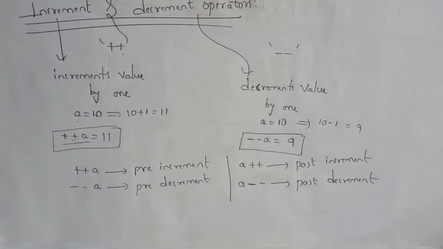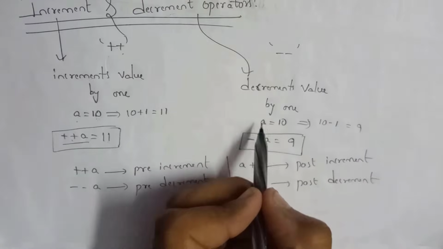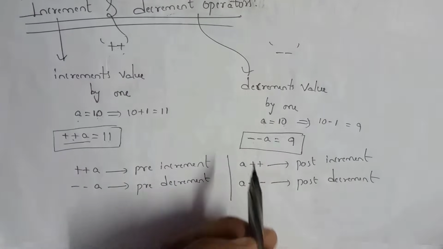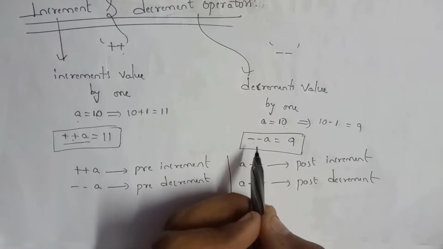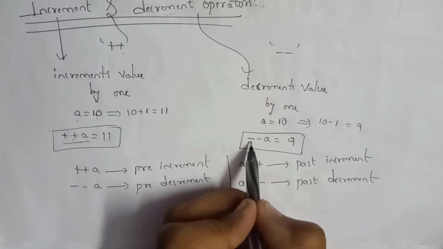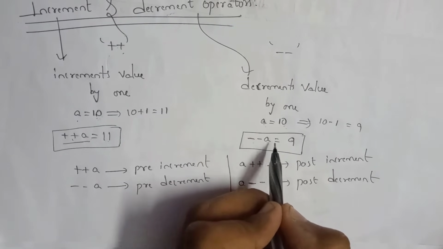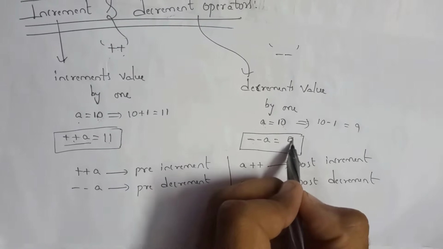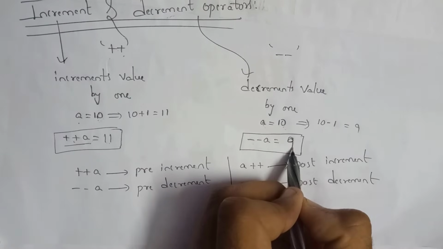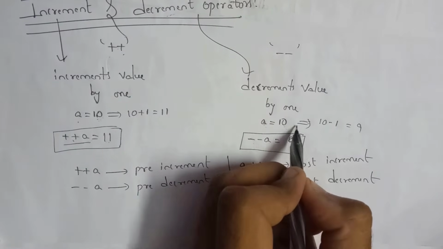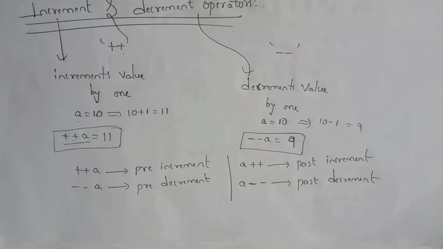Similarly, the decrement operator will decrement a value by 1. For example, here I took variable a and gave it the value 10. Now I want to use the decrement operator. Here I wrote --a, where the minus symbol represents the decrement operator. By writing --a, I will get output as 9 because the decrement operator decrements the value by 1. So 10 minus 1 is 9.